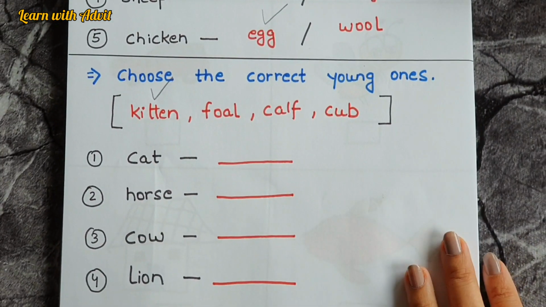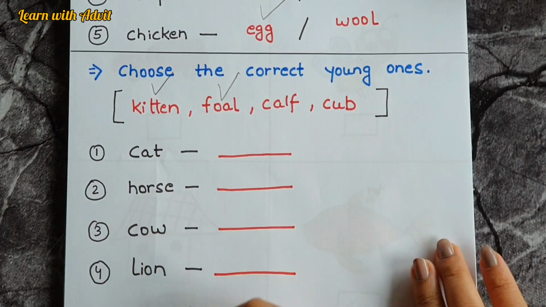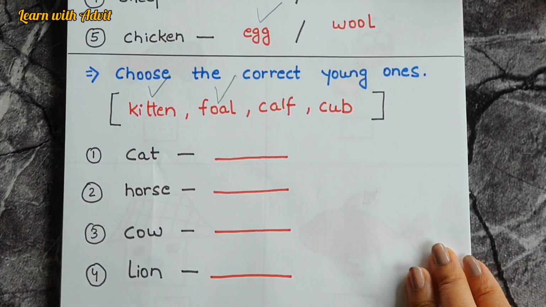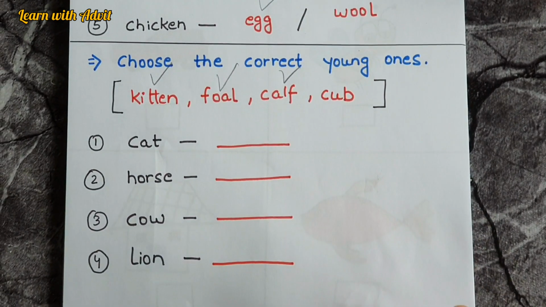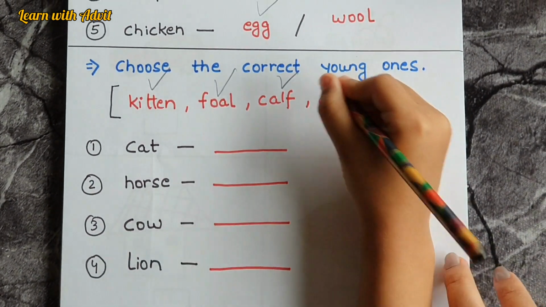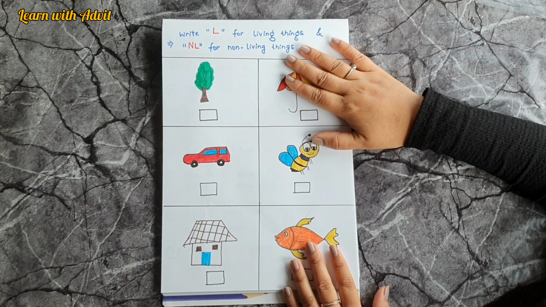Baby horse is known as? A foal. Baby cow is known as? Calf. Where is calf? Right here. Very good. Baby lion is known as? Cub. Very good. This sheet is so colorful.